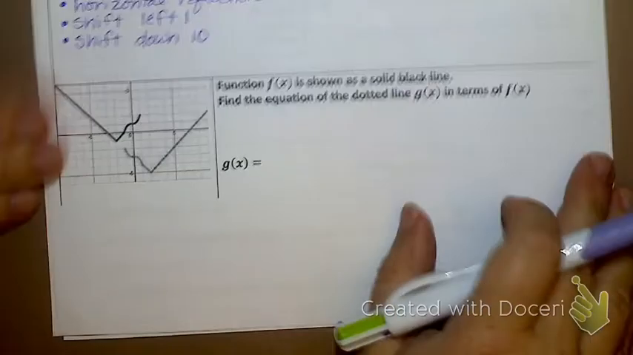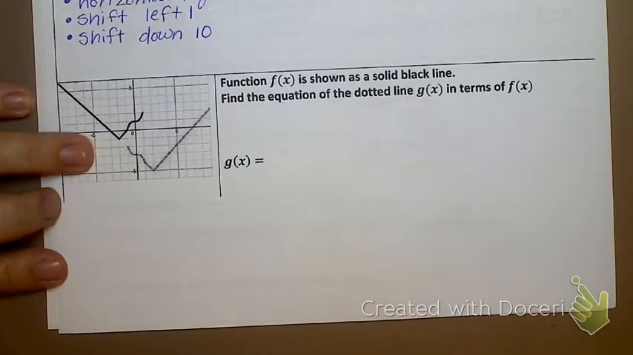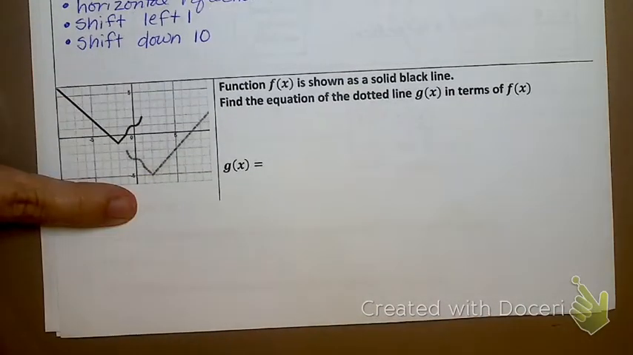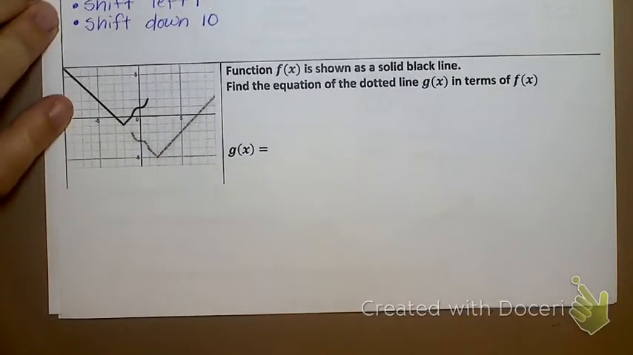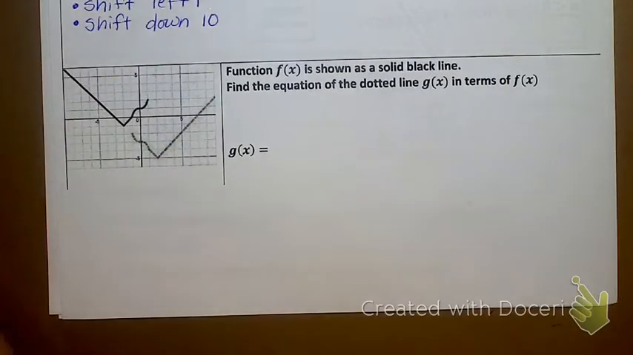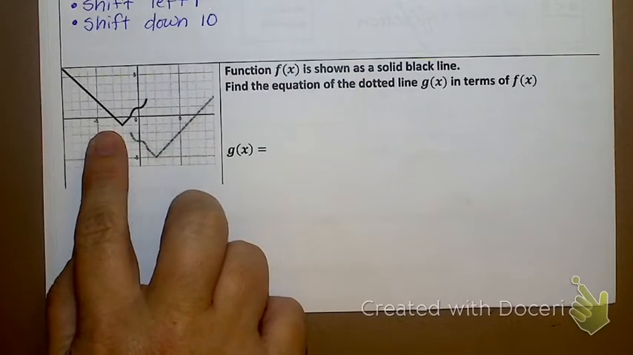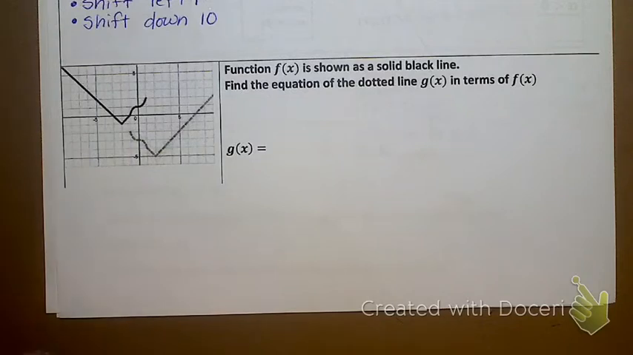Last problem. Function f of x is shown as a solid black line. So this is f of x. Find the equation of the dotted line g of x in terms of f of x. The first thing I always look at is, is there any kind of dimension change? Meaning, does it look like it has shrunk or grown at all? Or does it just look like it's been moved around? Does this look any smaller or bigger than this guy? No, it's just been moved. All right, that gives me somewhere to go with that.